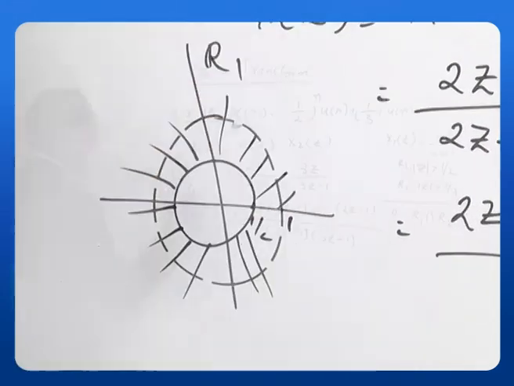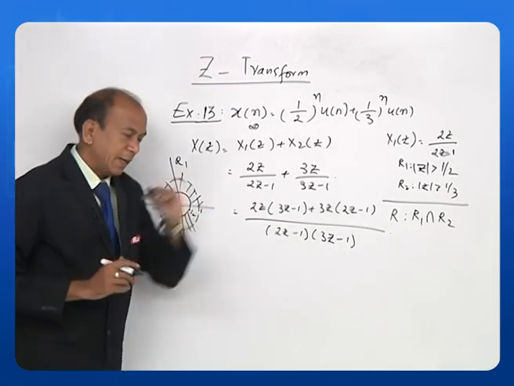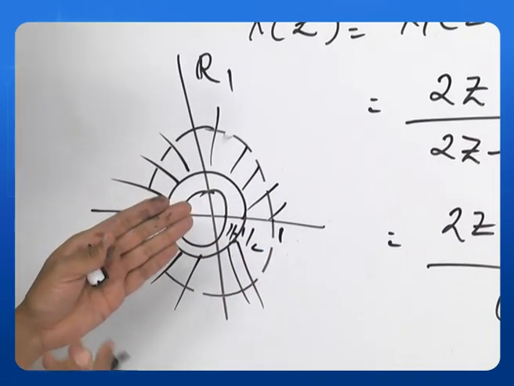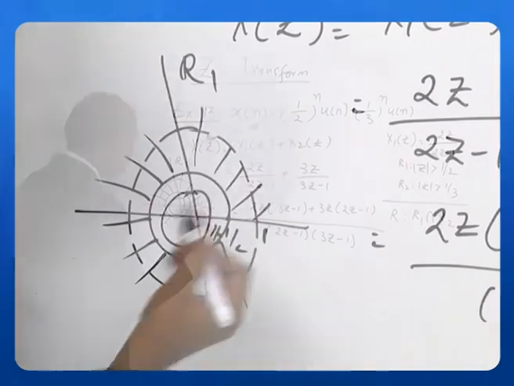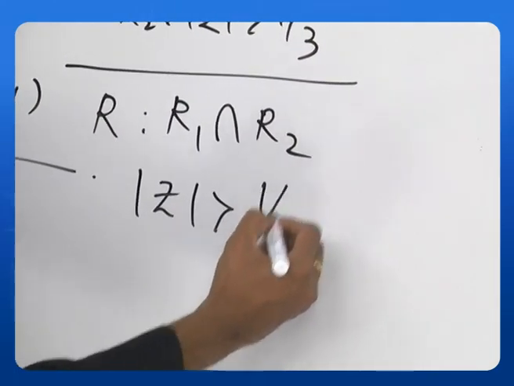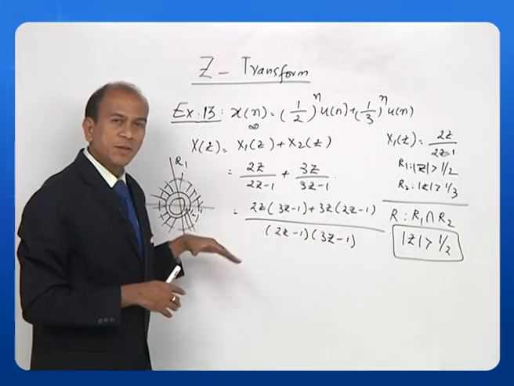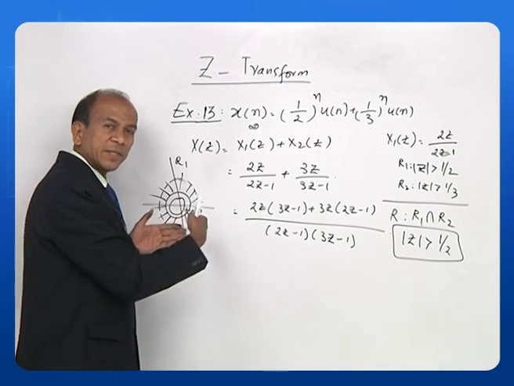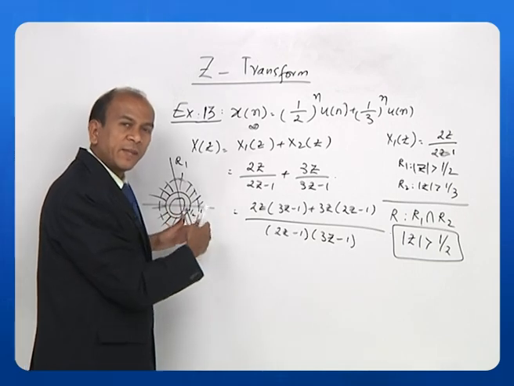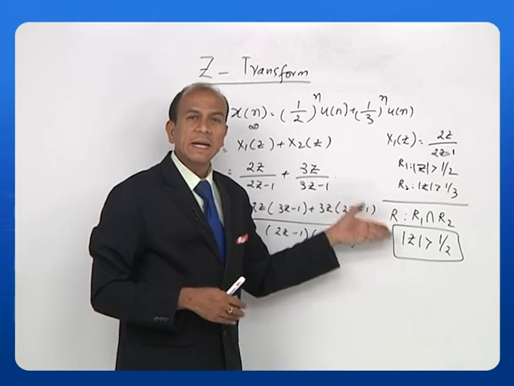In the first case, this is in the case of R1. When I talk about the second case, this will be somewhere here because this is 1 by 3. When I say intersection of these two, this will be beyond this. So the ROC of these two will be z greater than half. That is the intersection, because this is greater than 1/3 and this is greater than half. From 1/3 to half there is no intersection. After half only there is an intersection. That is why the ROC for such a signal will be greater than half.